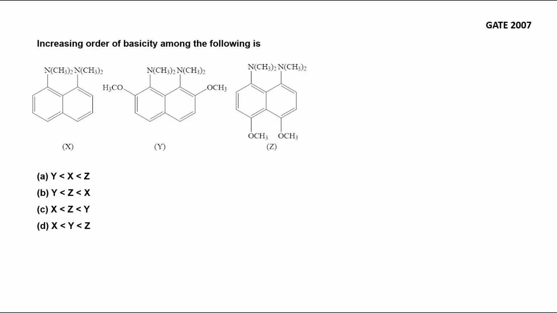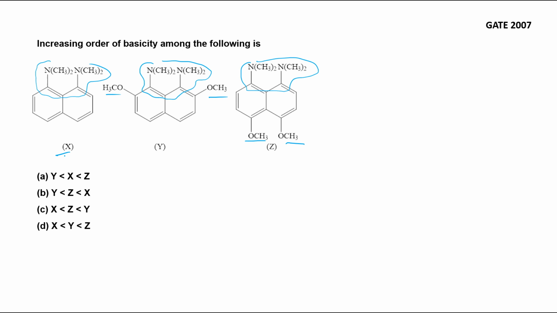Increasing order of basicity among the following. If you look at these three molecules, this part is common, isn't it? That is the NMe2 group, its position is the same in all of these. Now what are the other factors making the difference that we have to focus on? Here we have an OCH3 group at the para position, and this has some donating effect. But the OCH3 group is also present here, and that also has some donating effect. So X, the first compound, should be least basic.